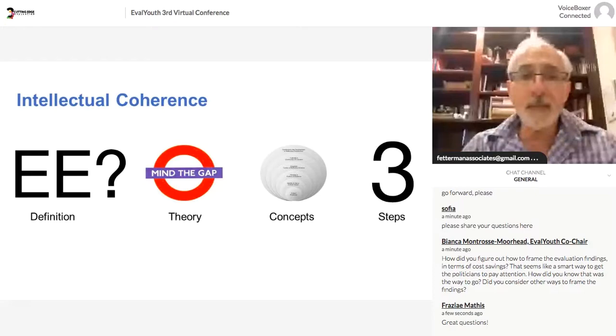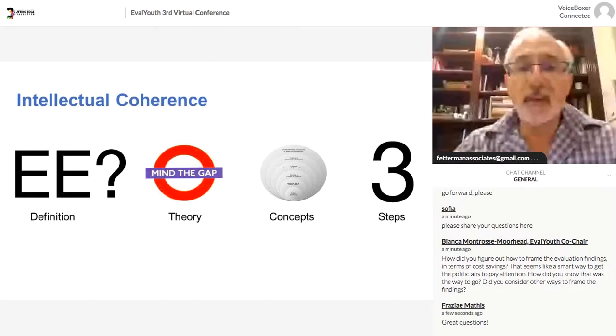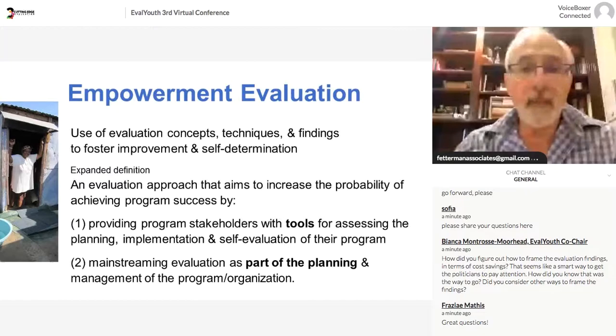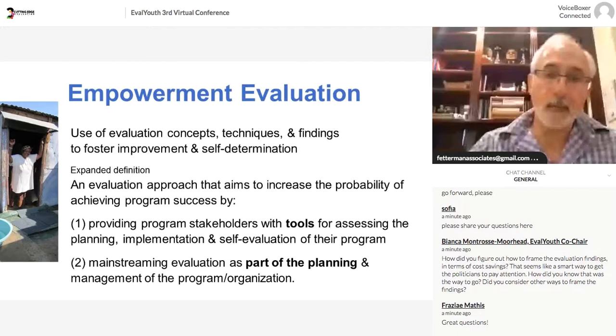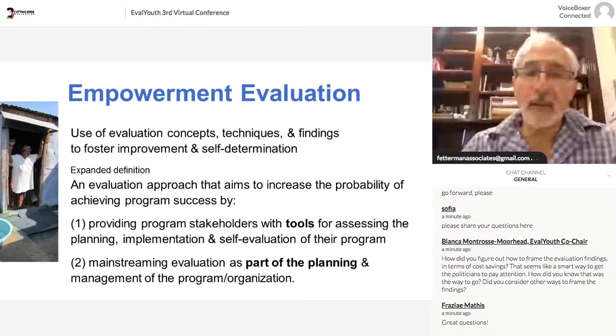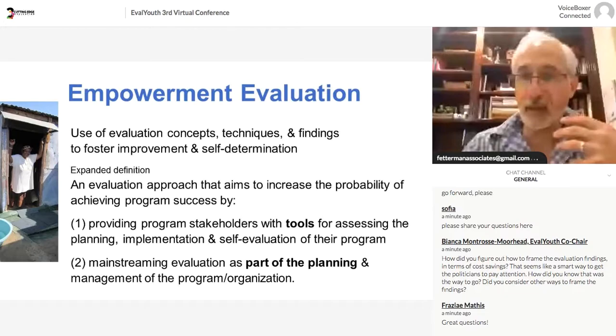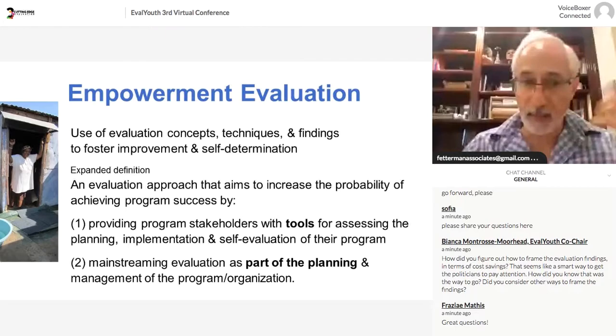Quickly, for those who are not as familiar with this, I'm going to just breeze through the definition, theory, concept, steps very quickly. It's basically an approach that uses evaluation concepts, techniques, and findings to foster and improve self-determination. It increases the probability, because there are no guarantees in life, of achieving program success. Program stakeholders, we're helping them get tools to assess their planning, implementation, and self-evaluation of their program. But the key is really to mainstream it, so it becomes part of the planning and management of what they do. It doesn't become something secondary or parasitic that people run away from. In fact, it's the opposite. They run towards it to want the information.